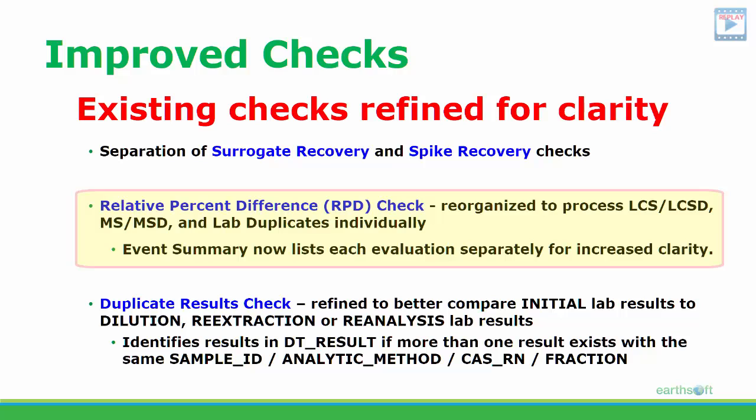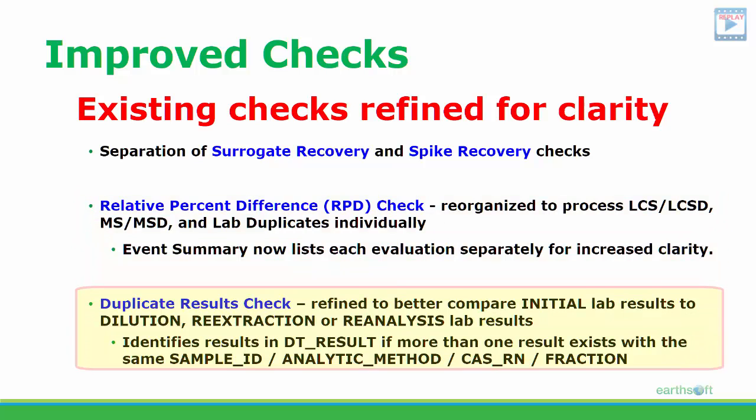For the relative percent difference check, we reorganized it so that you can process LCS, LCSD, MSMSD, and lab duplicates individually. So again, your flagging criteria can be slightly different for any sort of RPD changes or issues that might have happened for each of those various sample types. And because of that, the event summary now lists each evaluation separately so that it's easier to review and understand the information that you're going through.